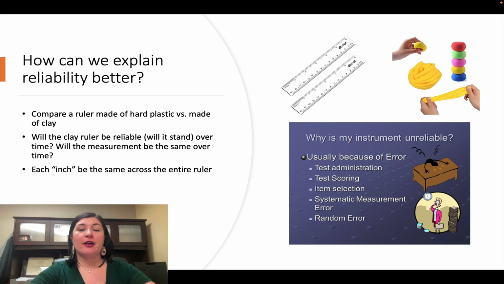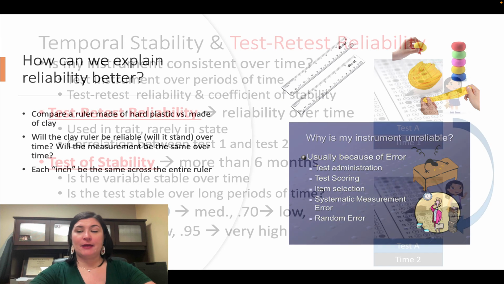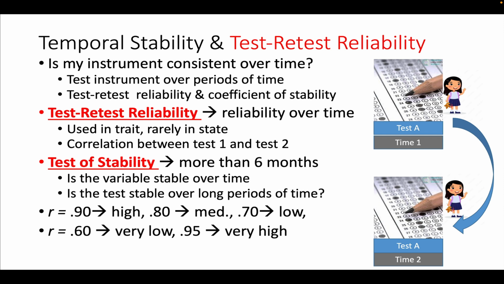So why might a test be unreliable? Usually that's because of error: test administration error, test scoring error, item selection, systematic measurement error, or maybe just random error. This can cause a test to not be reliable. Then we also have temporal stability and test-retest reliability. So is my instrument consistent over time? For the test instrument over periods of time, we would use test-retest reliability and a coefficient of stability.